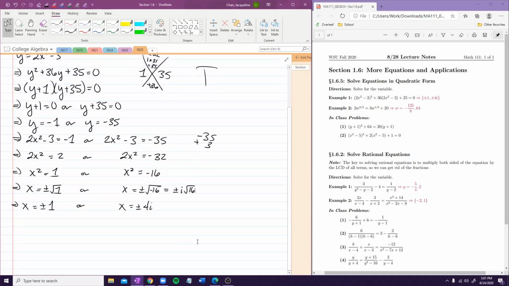So now that we solved for x, we can write it more like, if it says just put commas, I can do plus or minus 4i. You can also put plus 4i, negative 4i, doesn't matter. Or you can write the solution set.